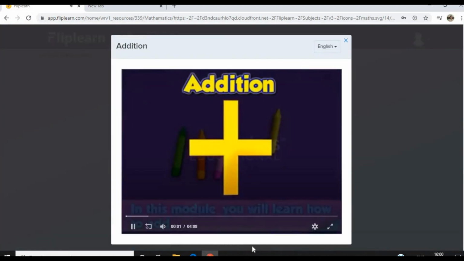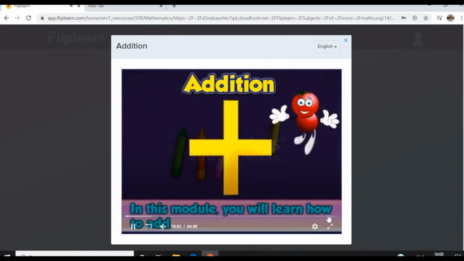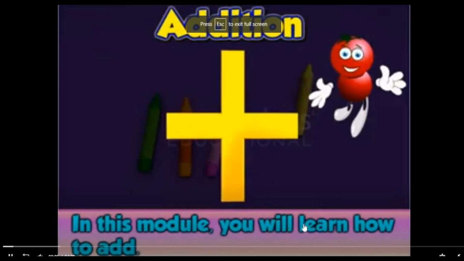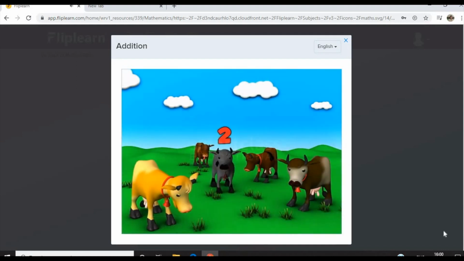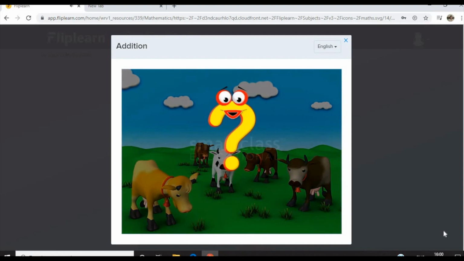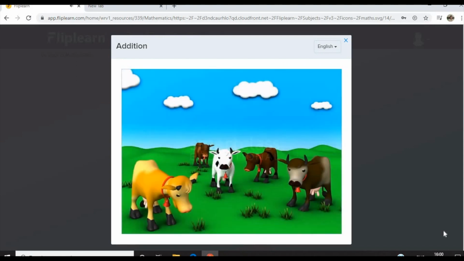Addition. In this module, you will learn how to add. Here are two cows in the field. Three more join them. Can you tell how many cows are there now? Count them. There are five cows now.